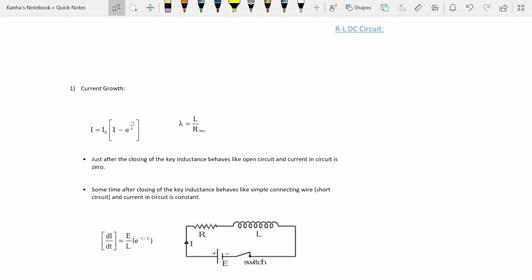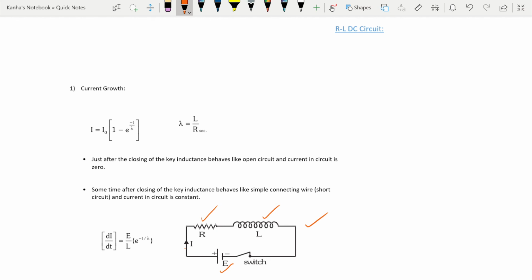Next, we quickly look at the RL circuits. As we talked about RC circuits, on how the current increases in the circuit and how it decays, similarly we'll talk about the current growth and current decay in an RL circuit. So here in the diagram, I've connected an inductor L, a resistance R, and a battery providing an EMF E, and there is a current in the system. So let's talk about this.